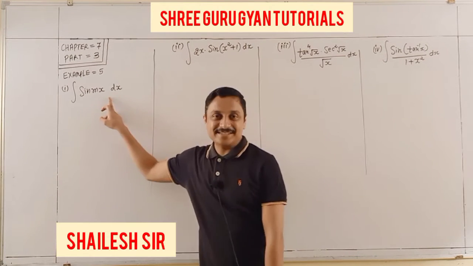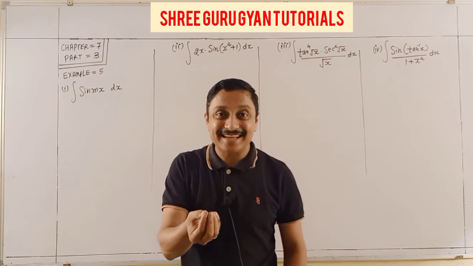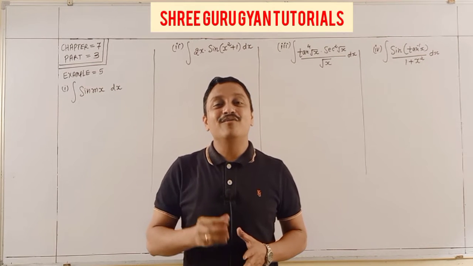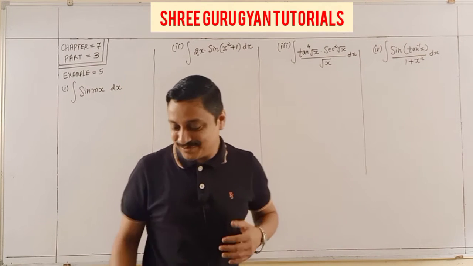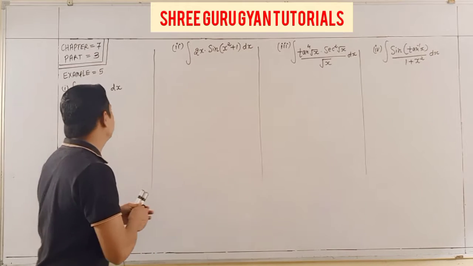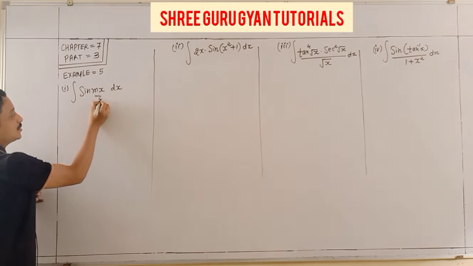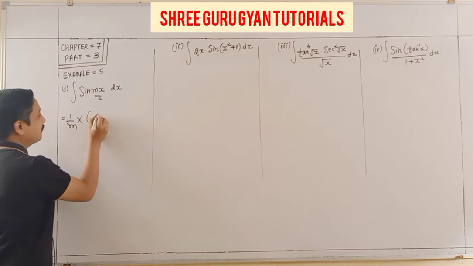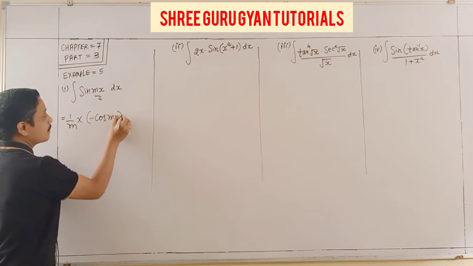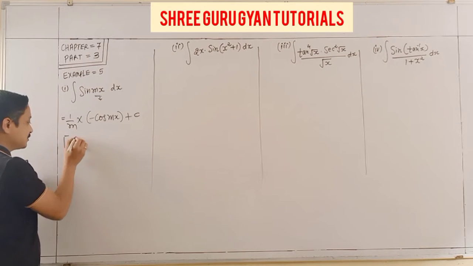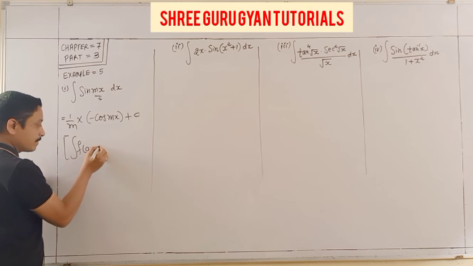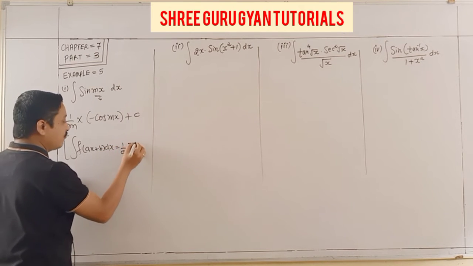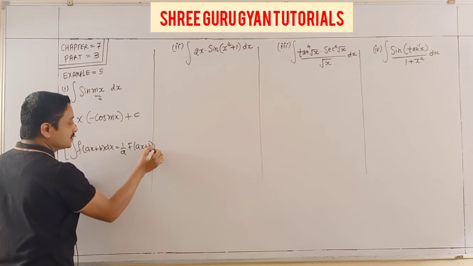Integral of sin mx dx. The coefficient of x is given, and with respect to dx, here I am going to use formula number 18. Yes, it's very easy. What is the coefficient here? Only m. So my answer is 1 by m, integration of sin is minus cos, plus c. I utilize this one: integration of f of ax plus b dx is 1 by a times the integral of f, for any function, plus c.